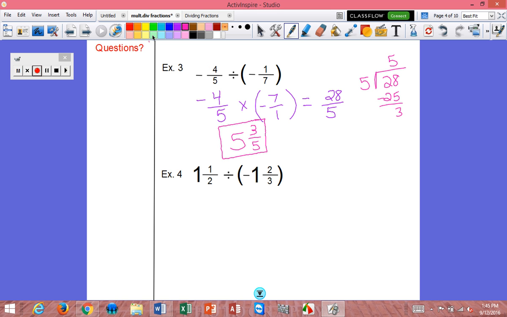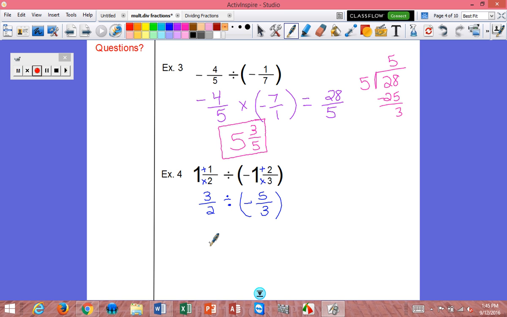Alright, example 4, we have 1 1/2 divided by a -1 2/3. So we've got mixed numbers and we want to make those improper. So 2 times 1 is 2, plus 1 is 3. So we have 3/2 over here. 3 times 1 is 3, plus 2 is 5. And that was negative, so my improper fraction should also be negative.